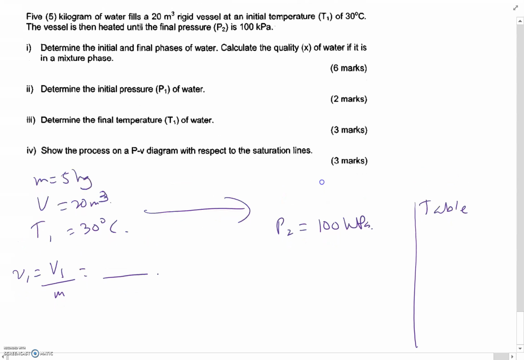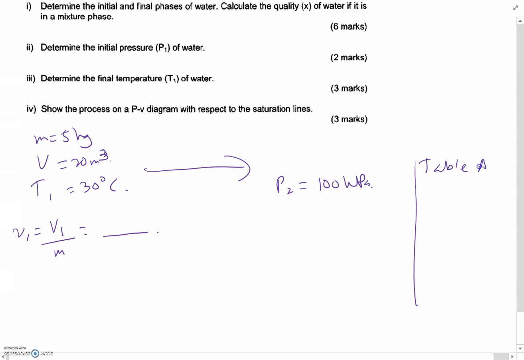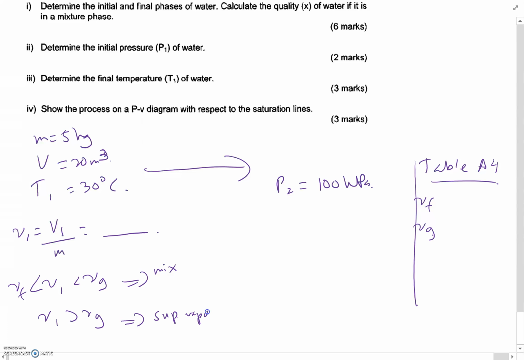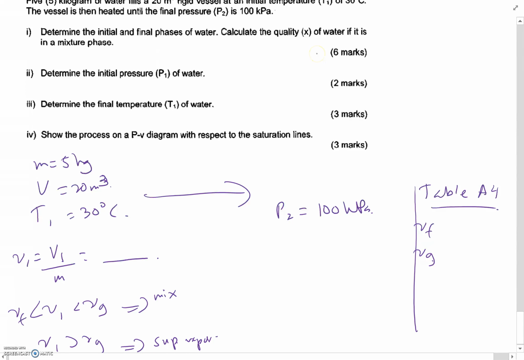This is water, so you are given temperature, from table A4. What is your Vf and Vg? So you can identify what your V1 is, whether V1 is higher than Vg. The same process: is it a mixture or a superheated vapor? Calculate the quality x of water if it's in the mixture phase. If it's a mixture, you need to find quality x equals V1 minus Vf over Vfg.